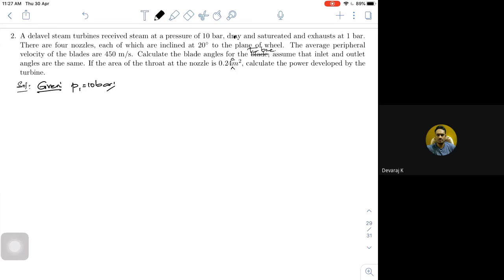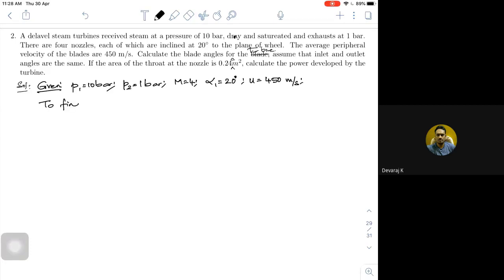And for the exit pressure, this is 1 bar, and the number of nozzles, let me take it as m equal to 4, and alpha 1 is equal to 20 degrees. The average peripheral velocity, I call it u, which is 450 meters per second. So what are you supposed to find?